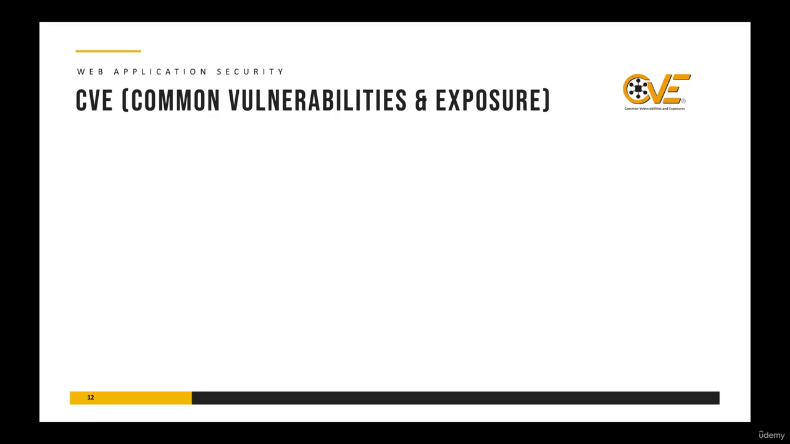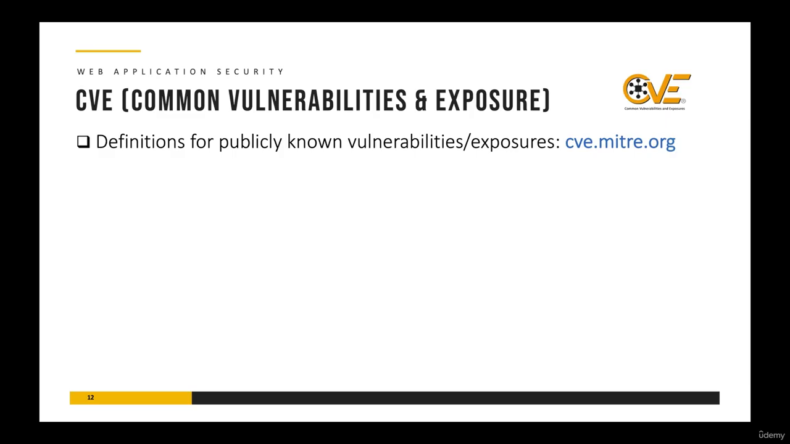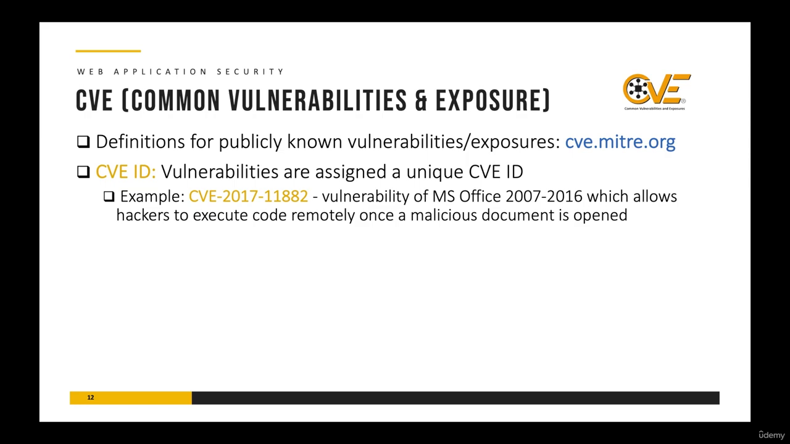We have a system which is widely used in the cybersecurity community, called CVE, Common Vulnerabilities and Exposures. It contains definitions for publicly known vulnerabilities or exposures. The website is cve.mitre.org. All of the known vulnerabilities are assigned a unique ID. For instance, CVE-2017-11882 is a vulnerability which affects MS Office versions 2007 to 16, which allows hackers to execute code remotely once a malicious document is opened. So this is a remote code execution vulnerability.